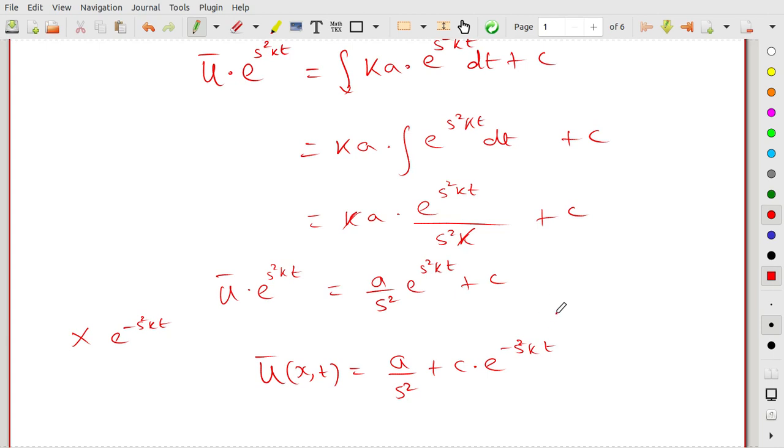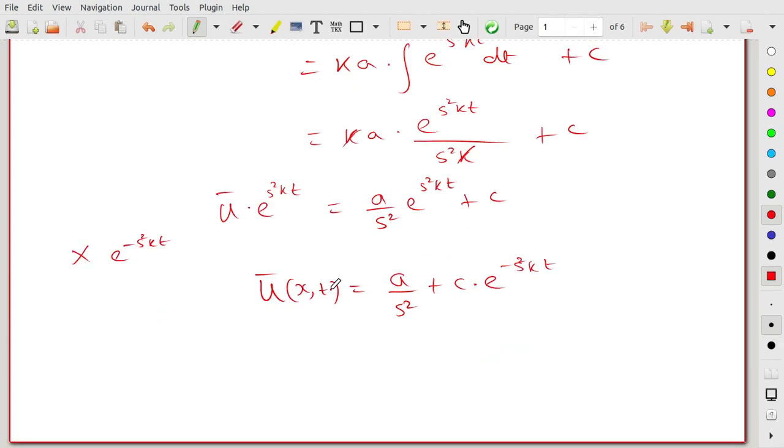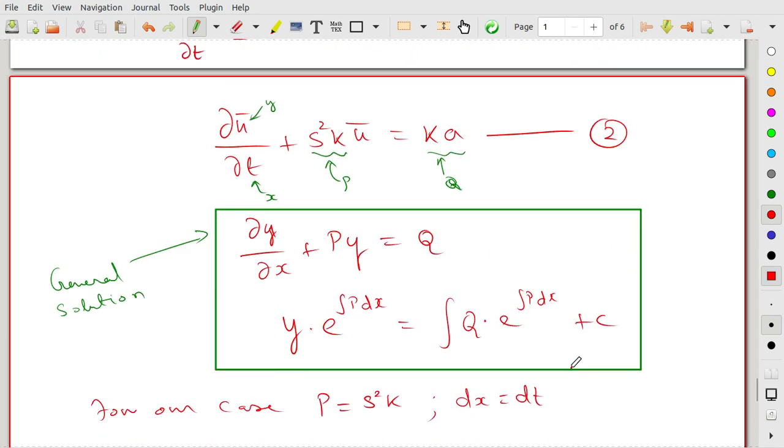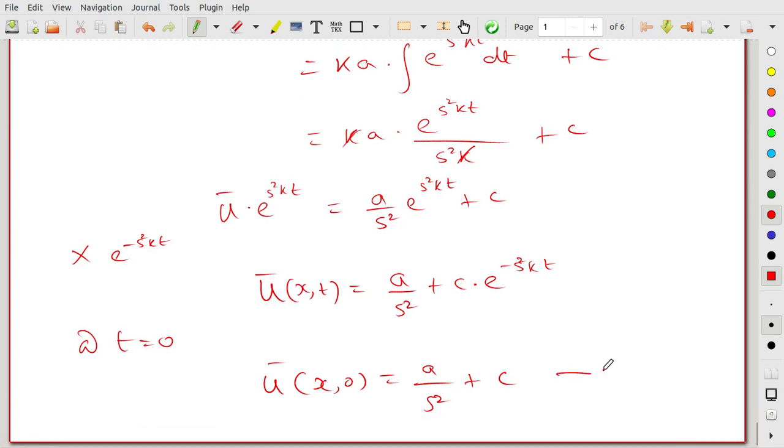So in order to find c, let's find the value of u bar of x comma 0, at time t equal to 0. At t equals 0 we have u bar of x comma 0 equals a by s square plus, since we put t equal to 0, we have c. So let this be equation 3, and this one be equation 4.